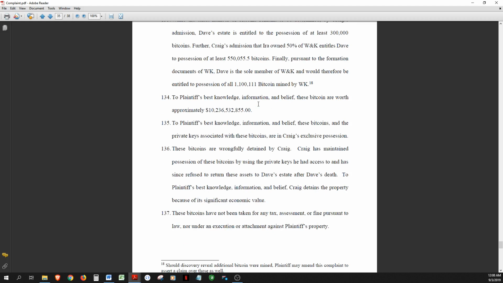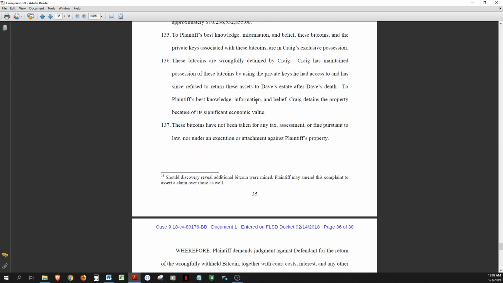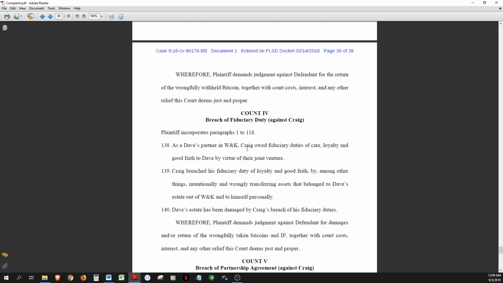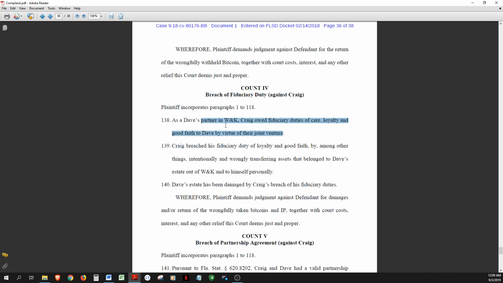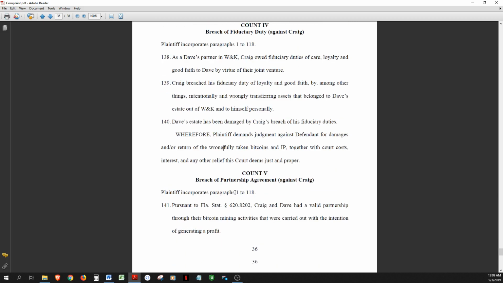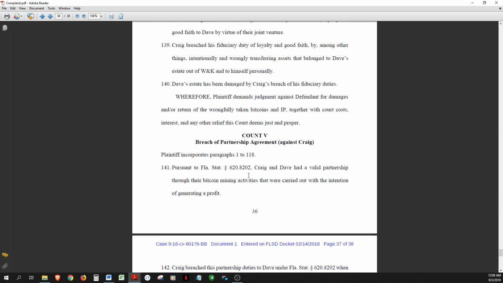That's a lot of Bitcoin. So at a $150 billion market cap, you can do the math there, whatever the current market price is. And then we've got breach of fiduciary duty. This is basically a way for the company, W&K, to get those Bitcoins back, or at least the financial equivalent damages and/or return of the wrongfully taken Bitcoins. These are very similar, overlapping counts.